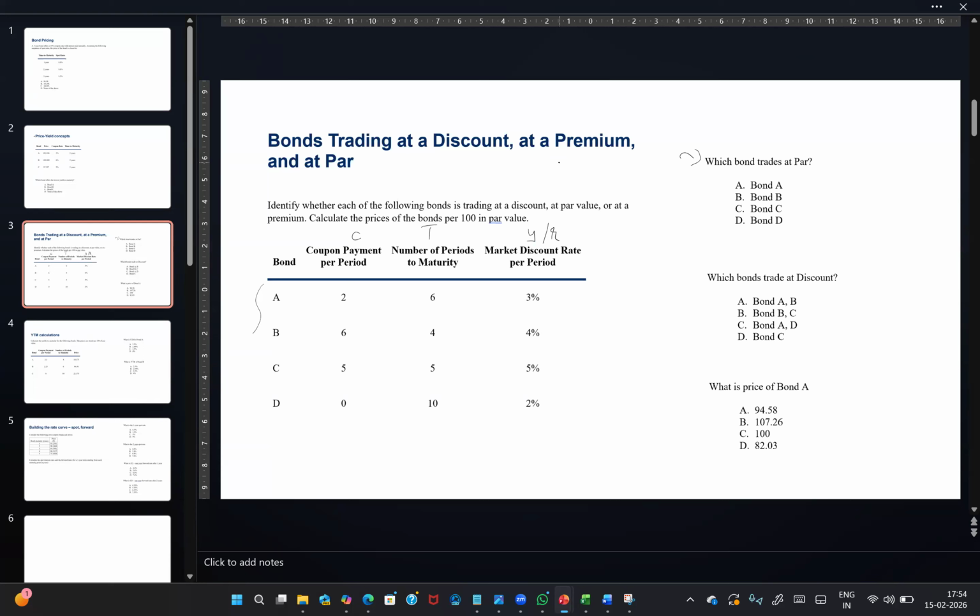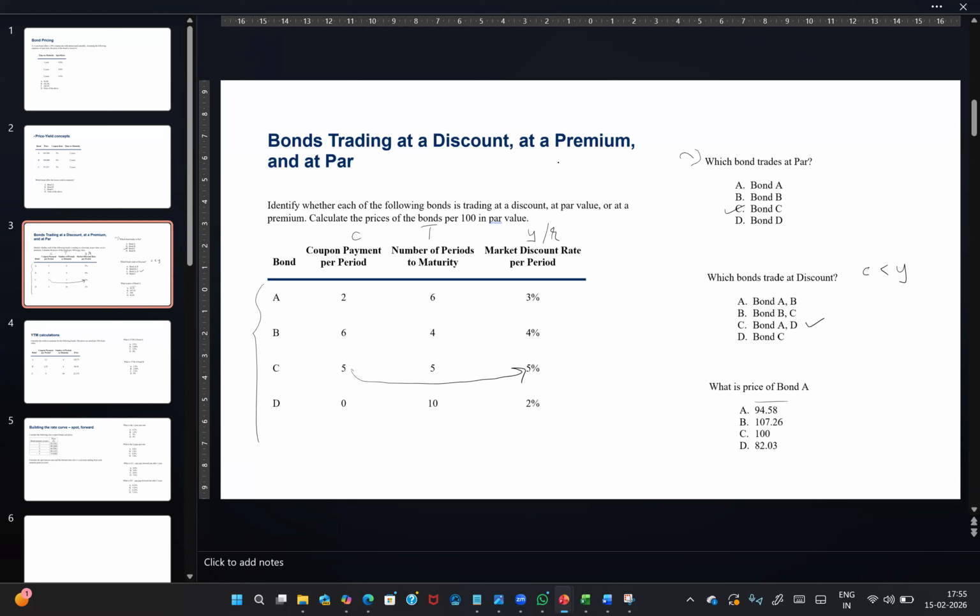There are four bonds here. So which bond trades at par? Can anyone tell me? C. And that's because the coupon and the rate are the same, right? So wherever the coupon and the rate are the same, that bond trades at par. Okay, that's C. Which bond trades at discount? A and D, right? C less than Y, right? So A and D. Okay. So answer is C again.